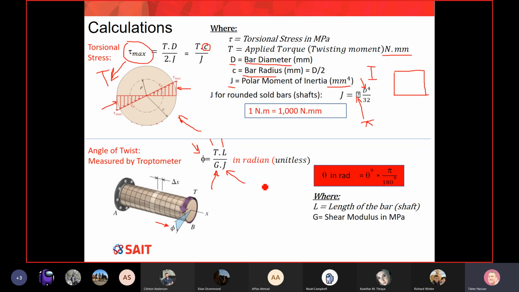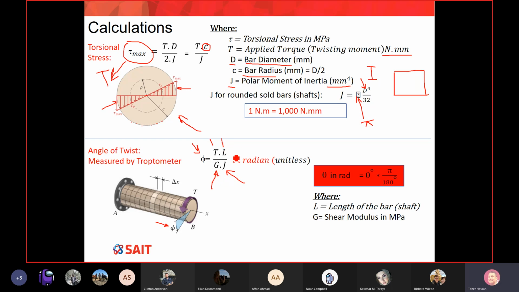I want to mention something very, very important. Look at the units. The unit of T is Newton millimeter, and the length is in millimeter, so now we have Newton millimeter squared. We divide by J, which we said is millimeter to the power 4, and G is the same as the modulus of elasticity, which is Newton per millimeter squared as well. It's a stress unit.